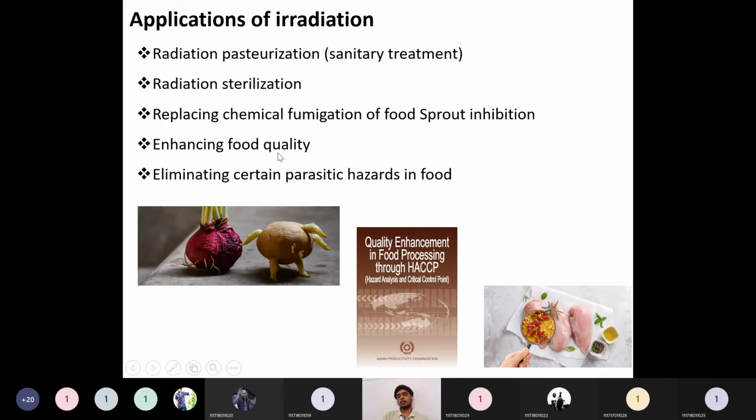Then enhancing the food quality. Obviously, when we remove the insects and the microorganisms, the quality will be increased. Then eliminating certain parasite hazards in food. Some parasite hazards will be there, and those will be removed. So insects, parasites and microorganisms will be removed. That's the advantage and applications of this food irradiation.